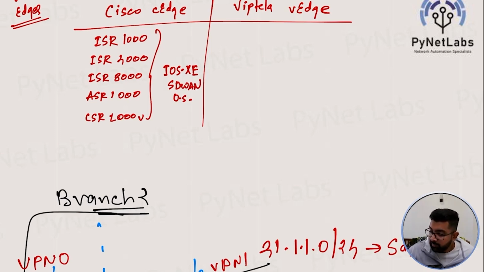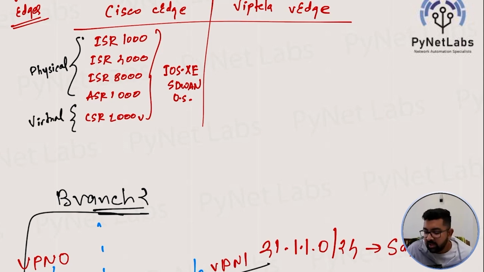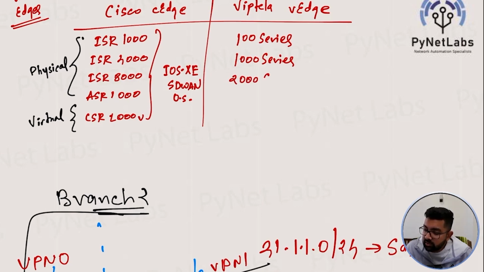And on the Viptela side, out of which, however, these devices are physical, which means physical routers, and this device is virtual. So it can be deployed as a bare metal deployment or virtualized deployment, right? It's possible. And on the Viptela side, we have 100 series, we have 1000 series routers, we have 2000 series routers, and 5000 series routers.